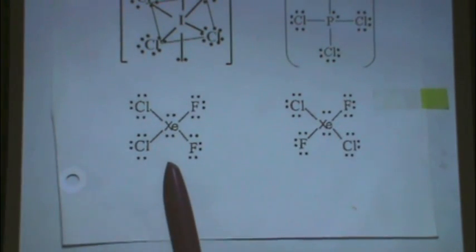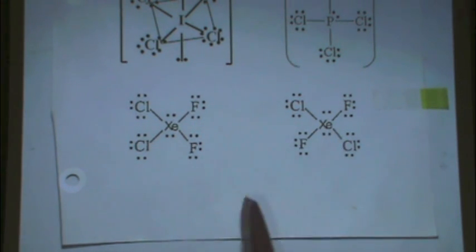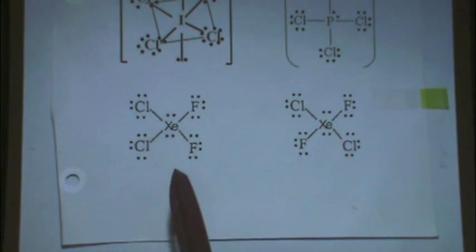All right, this one, how many groups? Six. We just did this one. Six groups is octahedral for the electronic geometry. For molecular geometry, two lone pairs is called square planar. Same for the one on the right. Octahedral, square planar. Bond angles are 90 degrees.